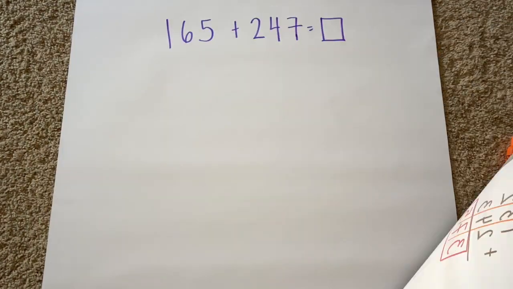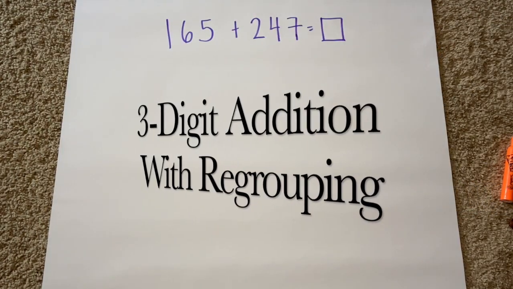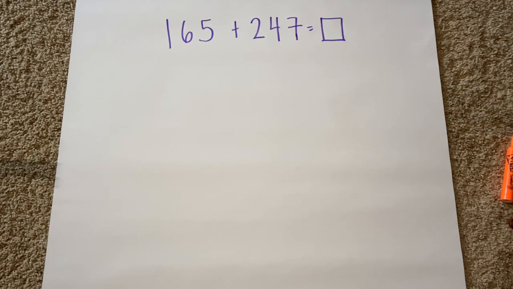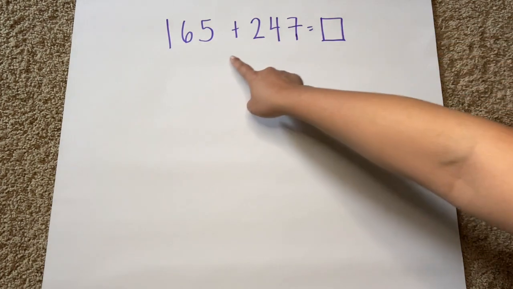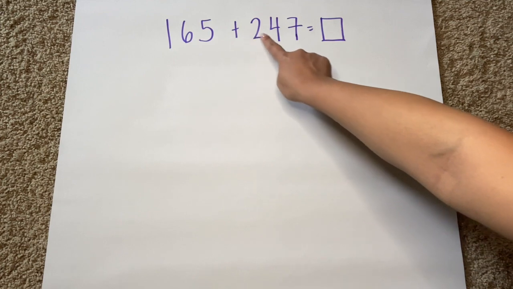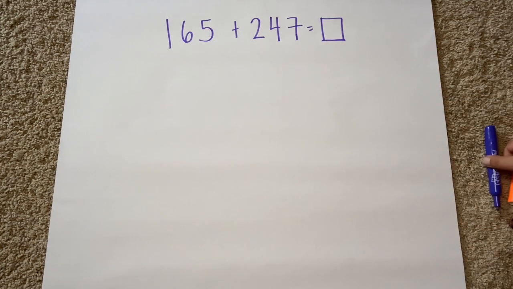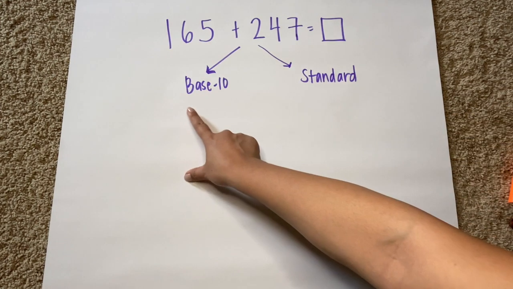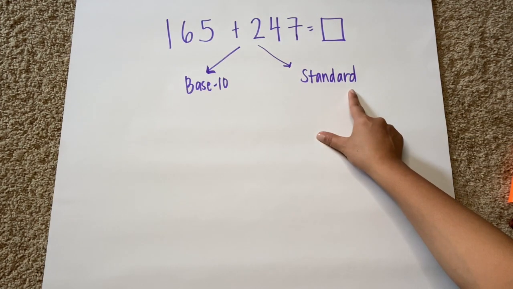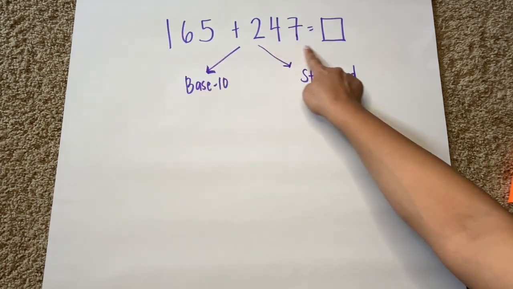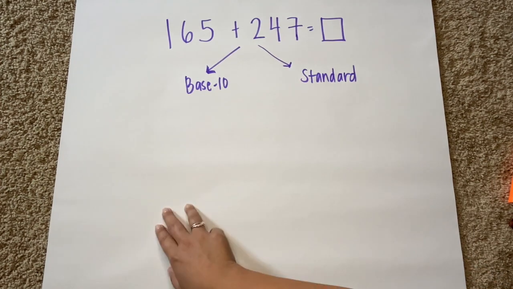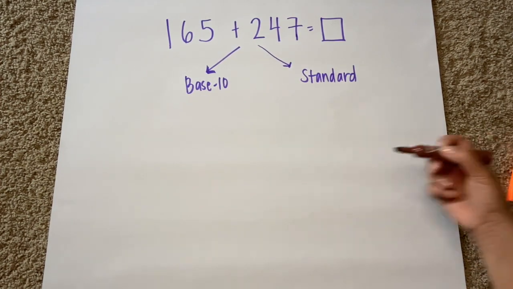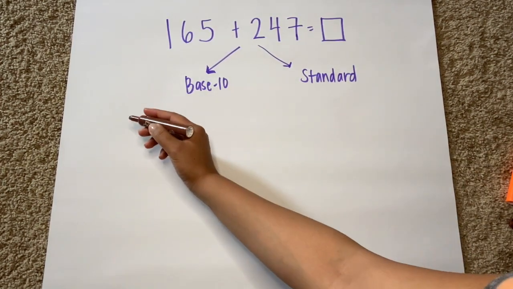Nice work. All right, so now we're going to do 3-digit addition with regrouping. Again, this is the problem, the equation 165 plus 247. Similar to the last problem, we are going to solve this problem using two strategies, the base 10 and then the standard form. So, similar to the other problem, we're going to take our horizontal equation and write it in vertical form so we can see the numbers better and it helps us organize our thinking.